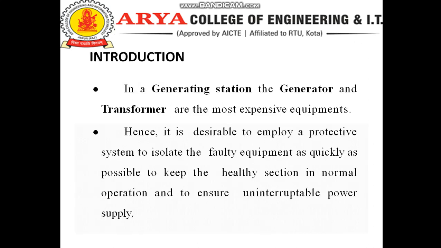Introduction of generator protection. In generating stations, the generator and transformer are the main equipment, and that equipment is very costly. So it is desirable to employ a protective system to isolate the faulty equipment as quickly as possible, to keep the healthy section in normal operation and to ensure the continuity of the supply.